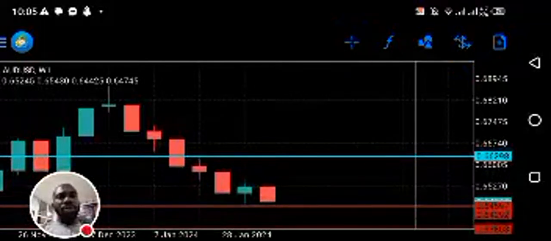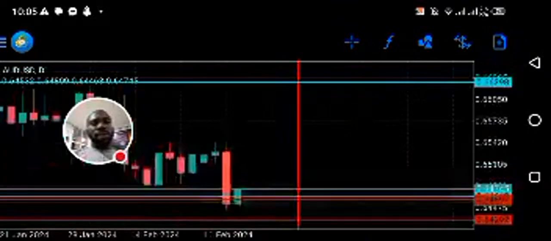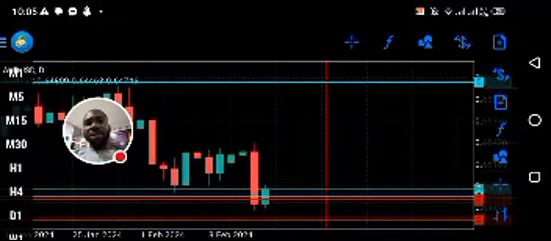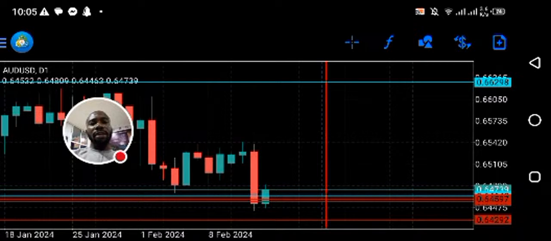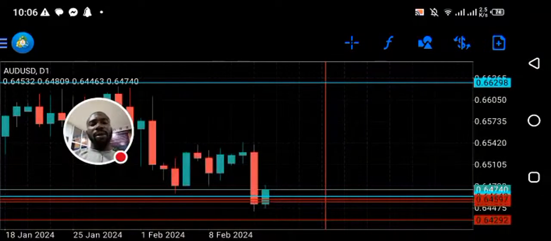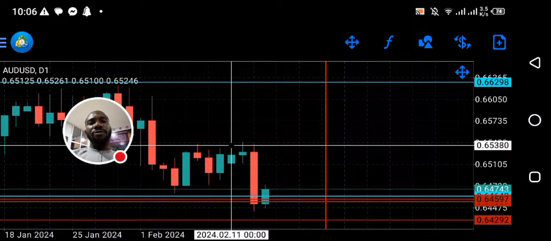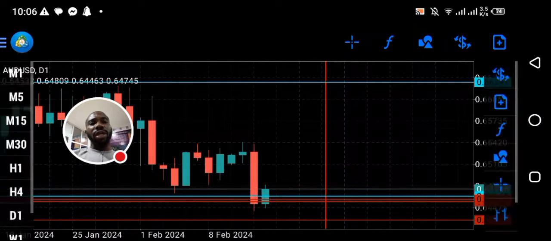Let's go down to daily. If today's candle closes bearish, there's a probability Australian dollar USD will be bullish tomorrow and Friday if today's candle closes bullish. But I don't want to wait for the candle to close before I decide to buy. As you can see, the market is currently trading above the low of last week's candle.